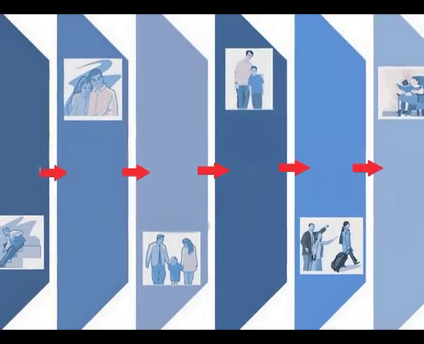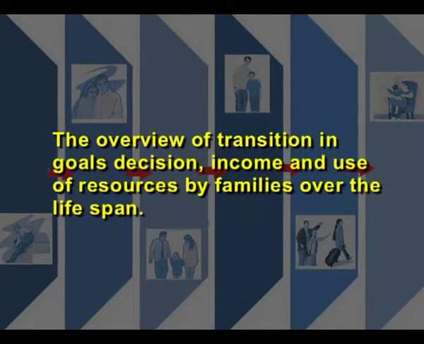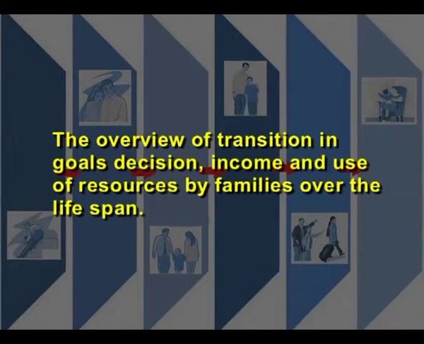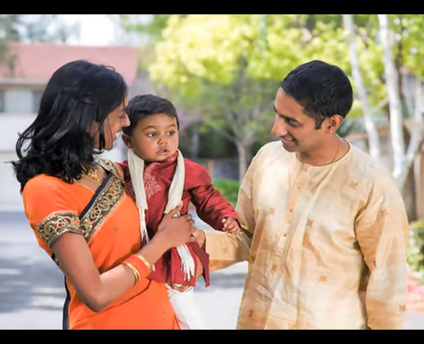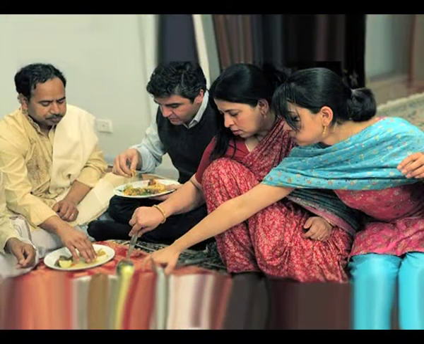It also helps in the overview of transition in goals, decisions, income, and use of resources by families over the lifespan. Family life cycle reflects the general relationship between the generations, and it can be viewed as a flow rather than a precise linear set of stages. Because of this, the family may be conceptualized as a family life spiral. The developmental tasks of one generation lead to or are associated with the changes in other generations. That is, the changes in the first generation will affect the changes in the coming generations.